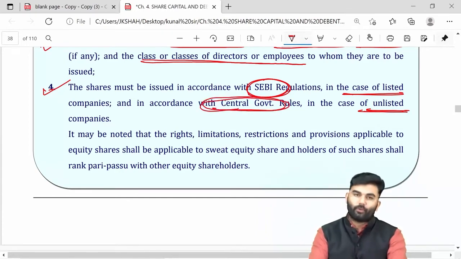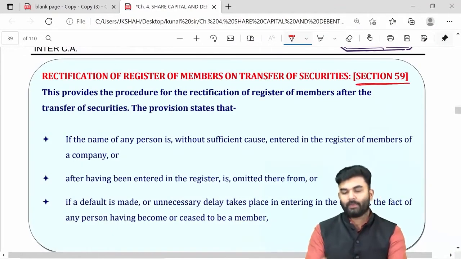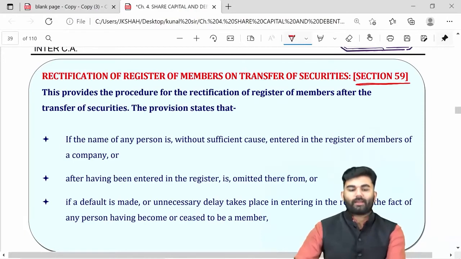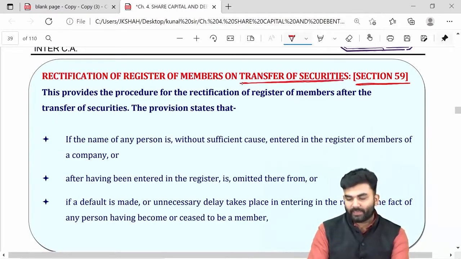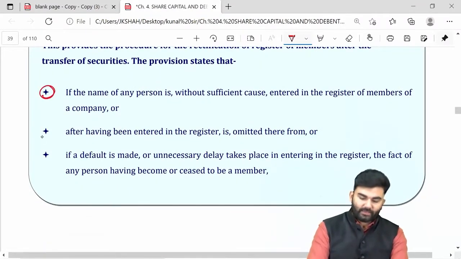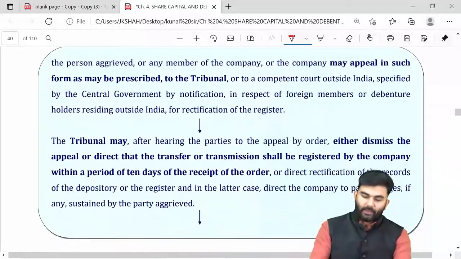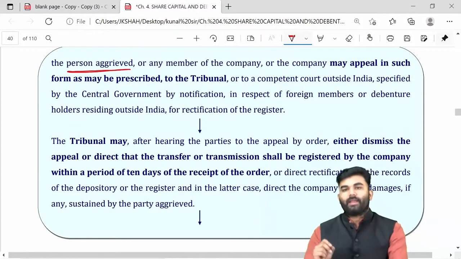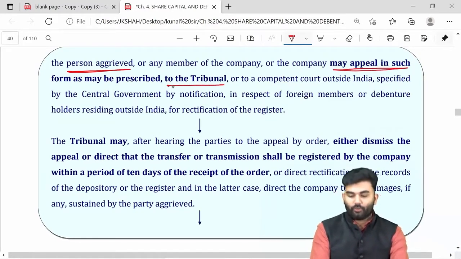Let us revise the next provision, that is section 59. Section 59 says about rectification of the register of members on transfer of securities. Whenever there is a transfer of securities, the register of members should be rectified. However, if for any reason it is not rectified, then the aggrieved party can directly make a complaint against the company to the tribunal. The aggrieved party may file an appeal to the tribunal.